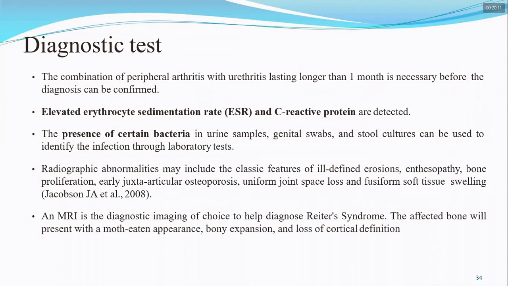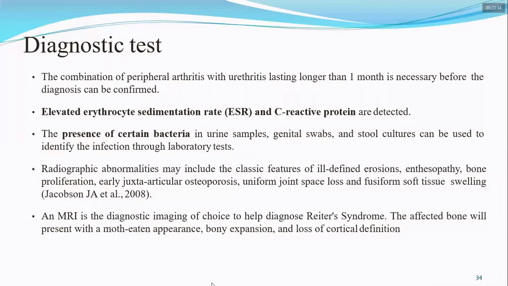And then MRI is the diagnostic imaging of choice to help diagnose Reiter syndrome. The affected bone will present with a moth-eaten appearance, bony expansion, and loss of cortical definition. The main thing here is juxta-articular: there will be osteoporosis around the joint, there will be uniform loss of the joint space, and there will be a fusiform soft tissue swelling of the joint.